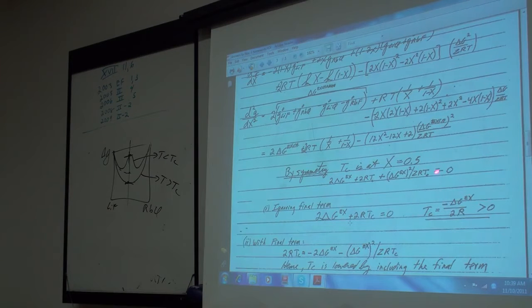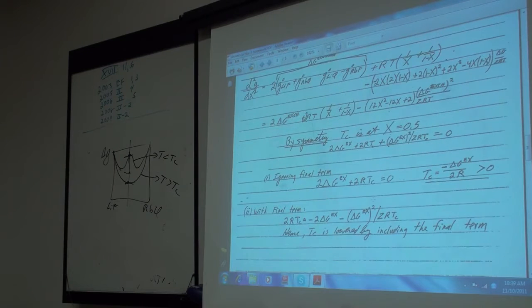And it varies as delta G exchange. As delta G exchange is twice the delta G exchange, gets you twice the T critical Kelvin. If you include the final term, then you get T critical is equal to this. Hence T critical is lowered by adding this final term. The final term being always negative, you'll see. Think about it, you'll see that by putting in this final term, you always lower the critical. The solution to this equation is always at a lower temperature.